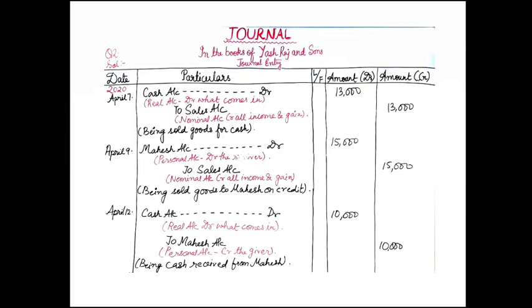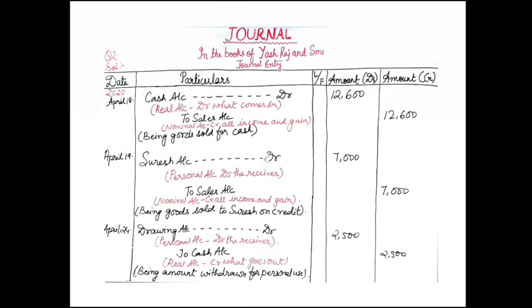Moving on to the solution of the second question, that is first one, cash account debit to sales account 13,000, real account debit what comes in, nominal account credit all income and gain. Next, Mahesh account debit to sales account 15,000, that is personal account debit the receiver, nominal account credit all income and gain.